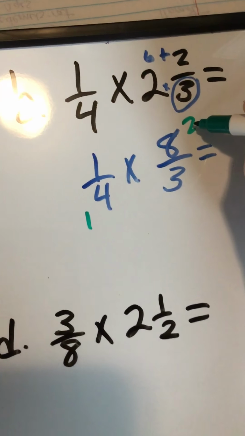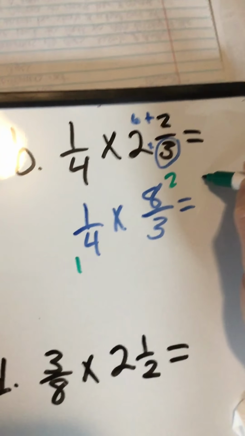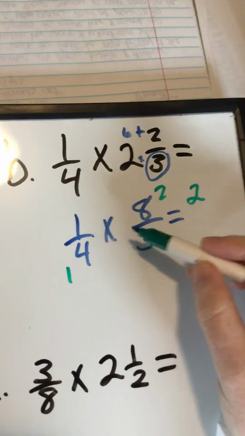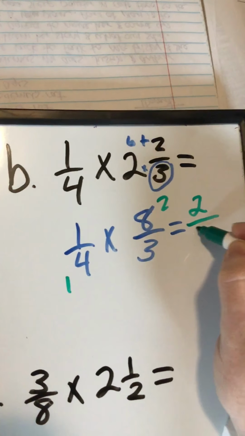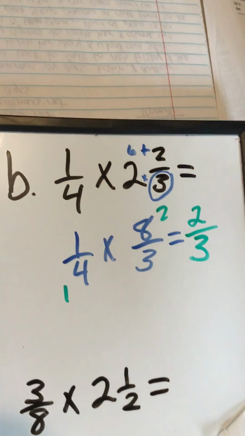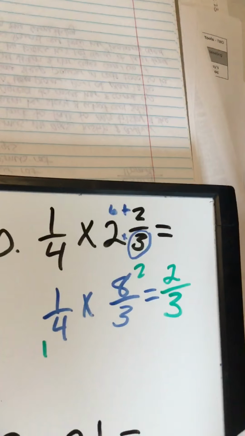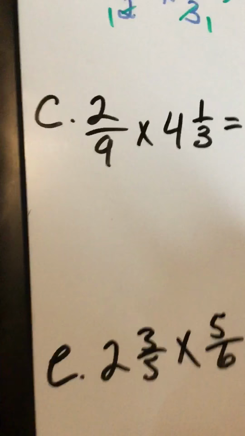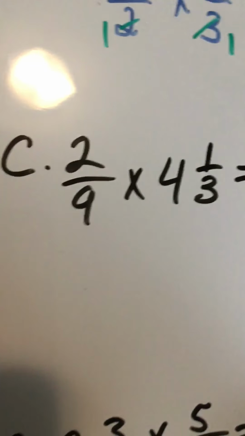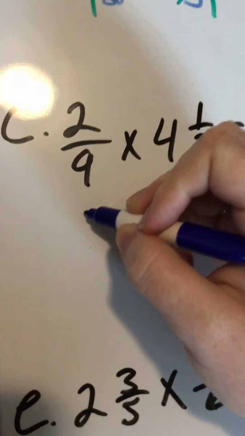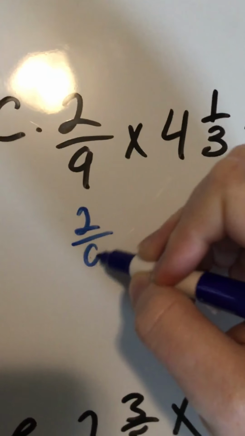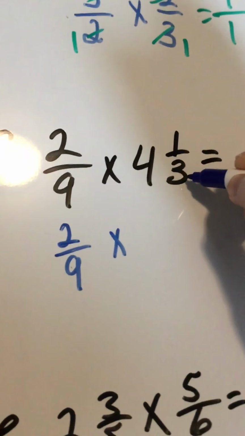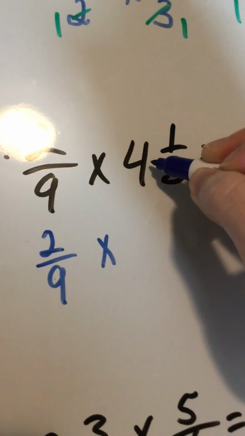1 times 2 is 2. 1 times 3, 3. And that's your answer. Okay, next problem. We bring down our 2 and our 9. Can't change anything. Okay, so we do 3 times 4 is 12.